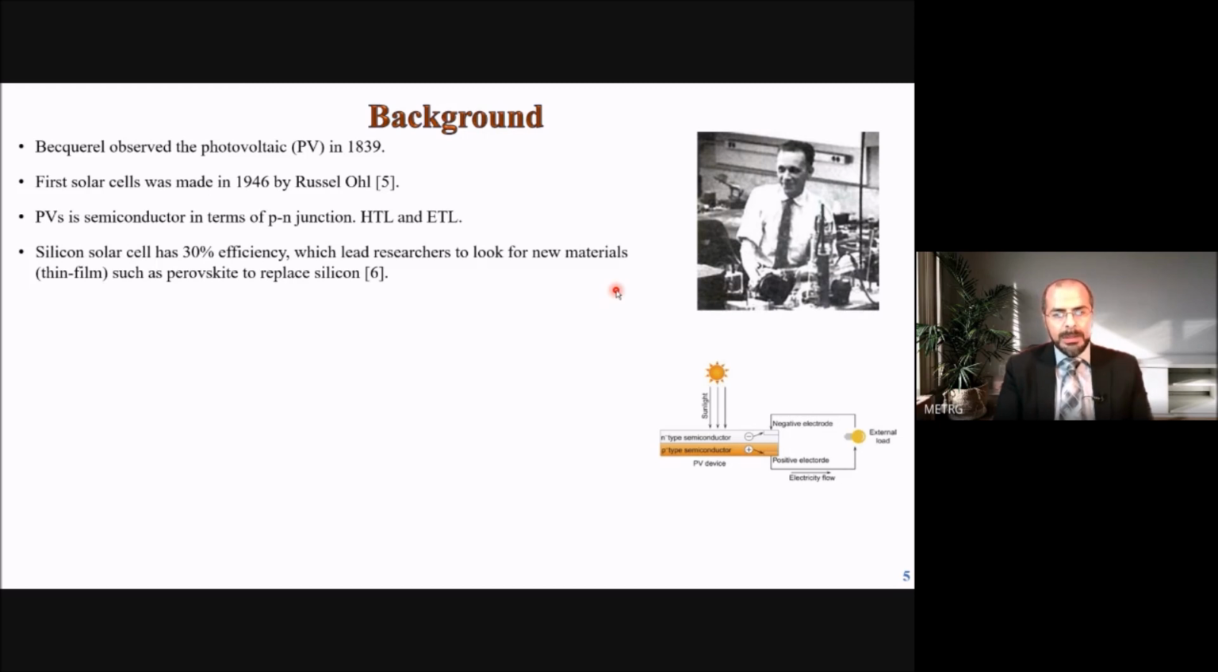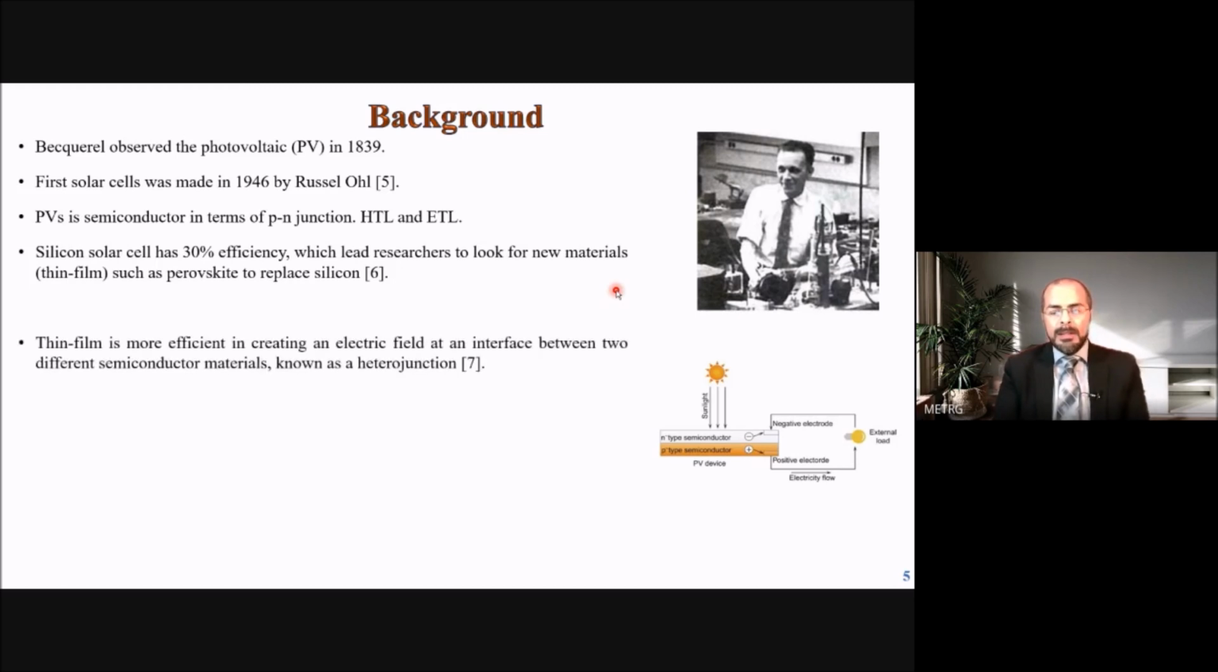So this is a problem. We need a technology that can produce more than 30% efficiency, which led researchers to take a new path to look for new materials, specifically thin films, to explore the science and the branch of a new technology for solar cells. And that's why we introduced the perovskite to replace the silicon. And we're going to see why specifically perovskite is needed in this term to work in solar cells.